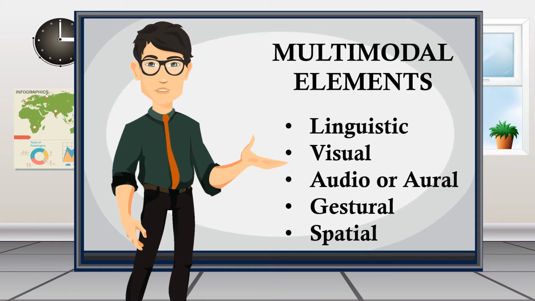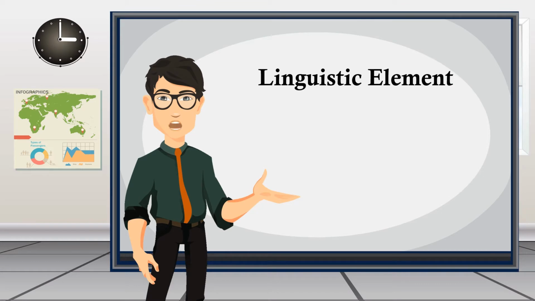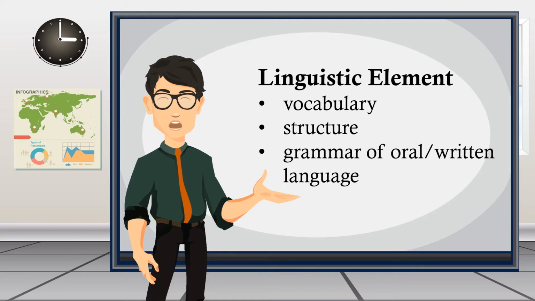There are 5 multimodal elements. The first one is linguistic, the second is visual, the third is audio or oral, the fourth is gestural, and the fifth one is spatial. So let us take the first one, which is linguistic element, or we call it also as the alphabetic element. This includes vocabulary, structure, grammar of oral or written language.